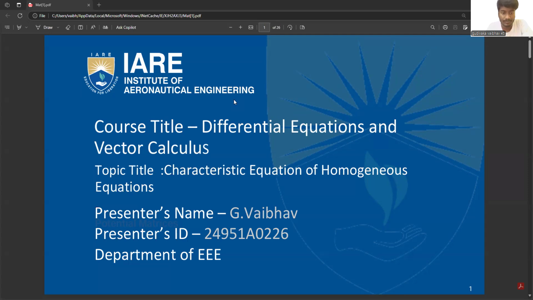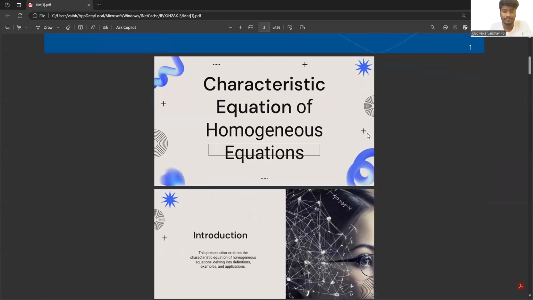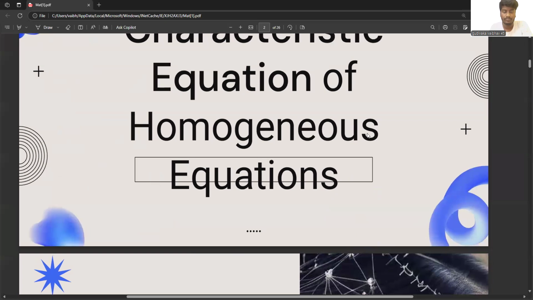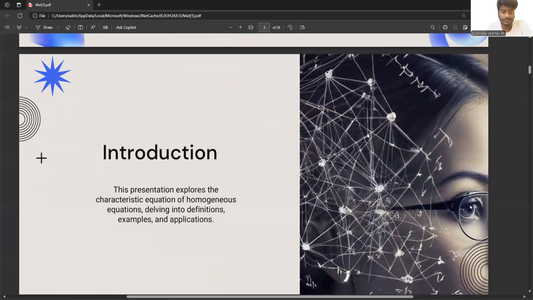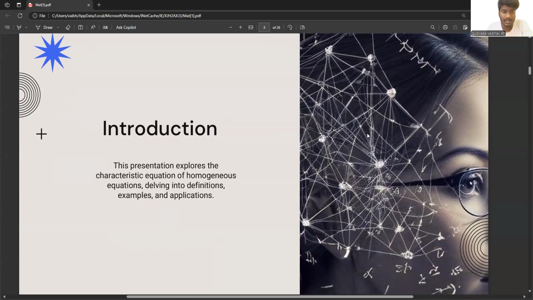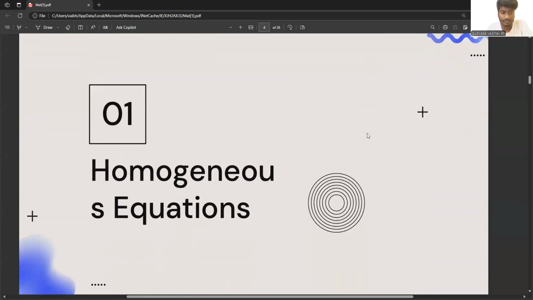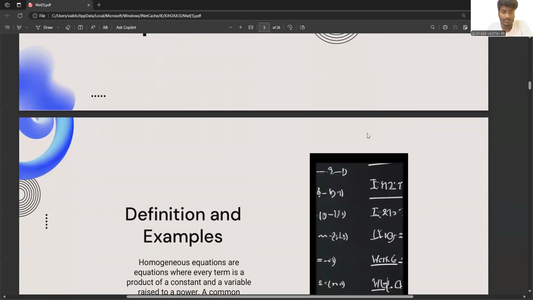My topic is characteristic equations of homogeneous equations. First, introduction. This presentation explores the characteristic equations of homogeneous equations, delving into definitions, examples, and applications. Homogeneous equations first.